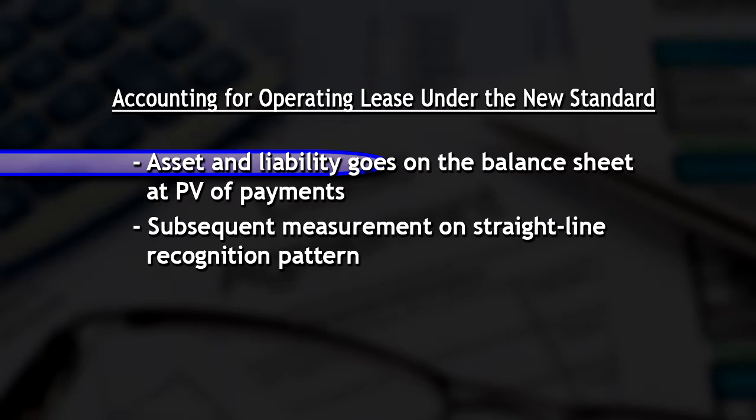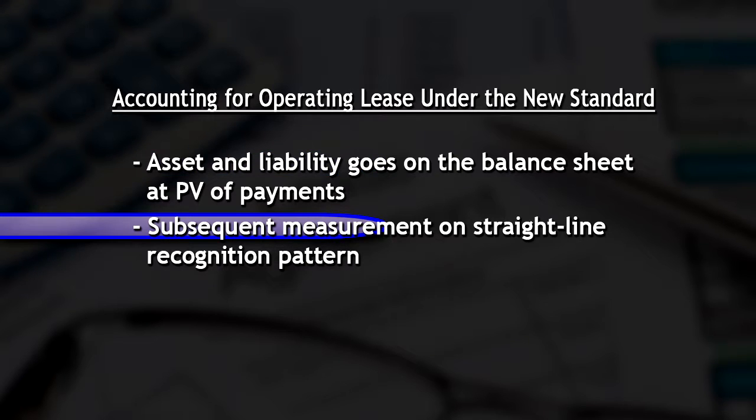Okay, let's stay with lessee accounting. But let me ask you, what is the initial measurement for those assets and liabilities that are now going on the balance sheet? Initial measurement is always going to be based on the present value of the payments required in the lease contract, and that will be for the entire lease term. So there's a calculation that has to be made based upon the discount rate associated with the lease, and that calculation is the starting point for all of the lease accounting going forward.